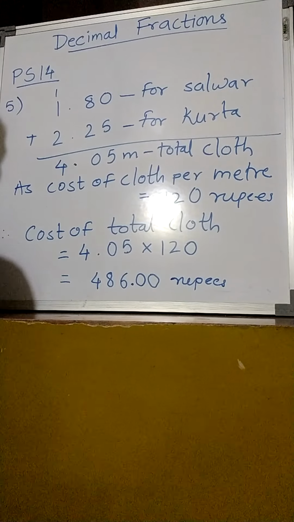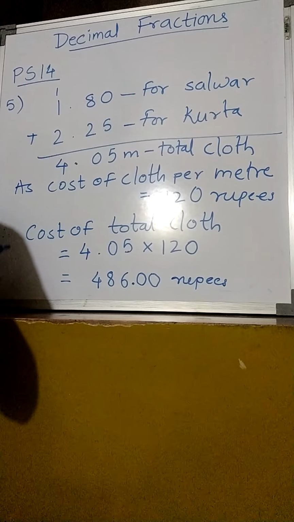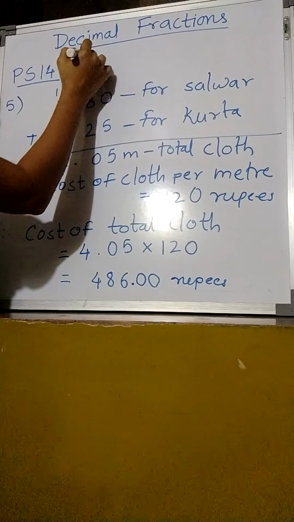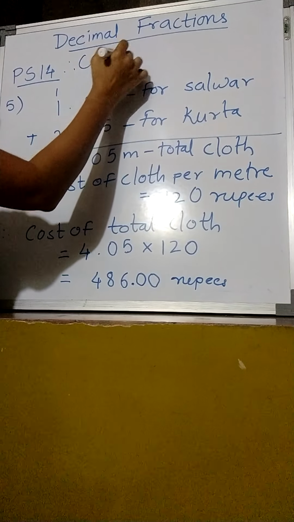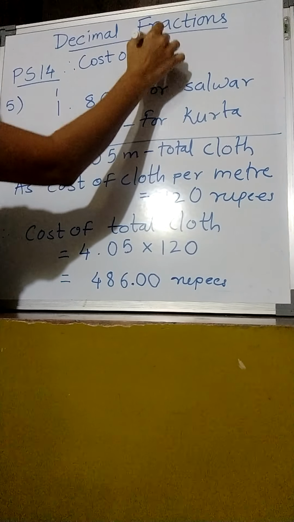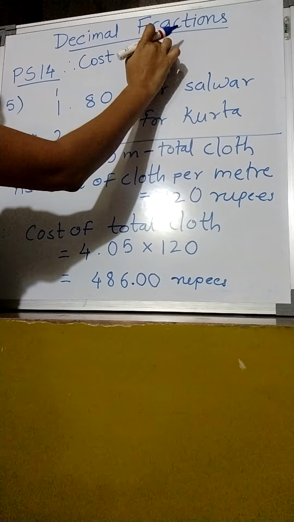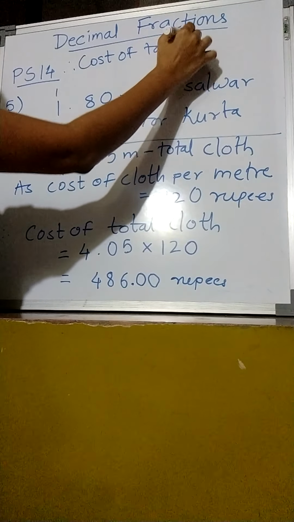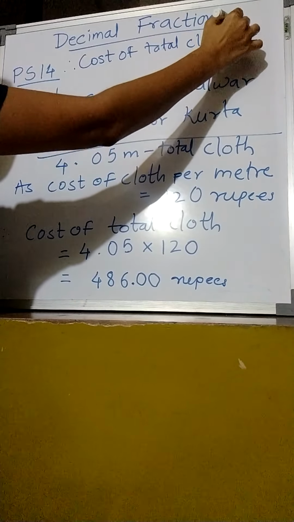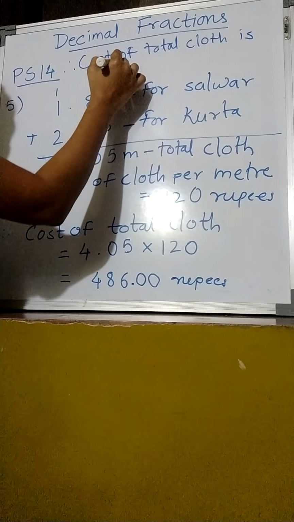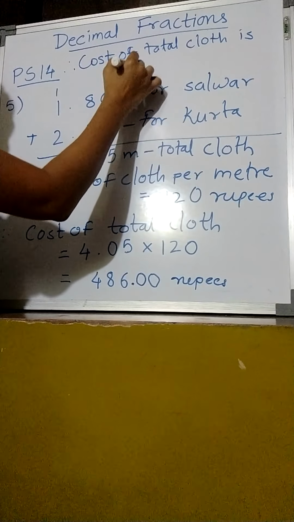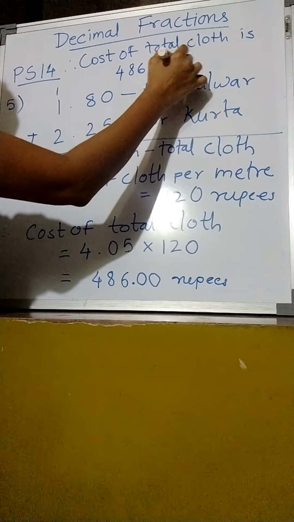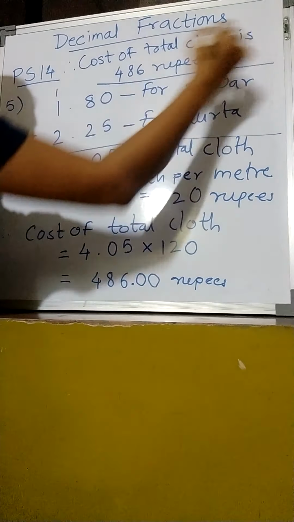And this is the amount for the total cloth. Understand? Now how to write it? See, I am writing here. Therefore, cost of total cloth is 486 rupees. Okay?